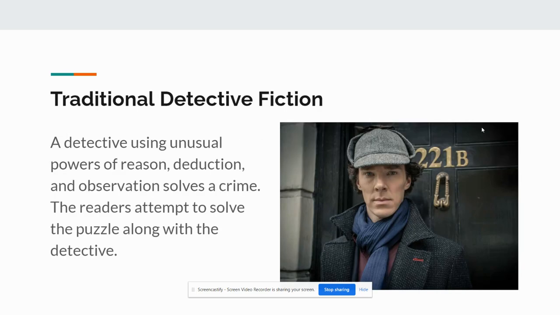And again, you look at the picture, the Cumberbatch as Sherlock Holmes. There's reason, there's intellect, there's observation, and the focus of the novel is the reader's attempt to solve the puzzle. They attempt the whodunit along with the detective. And there are some red herrings thrown in the plot, there are some things to get people off track, but the focus of the traditional detective novel is indeed just solving the puzzle.